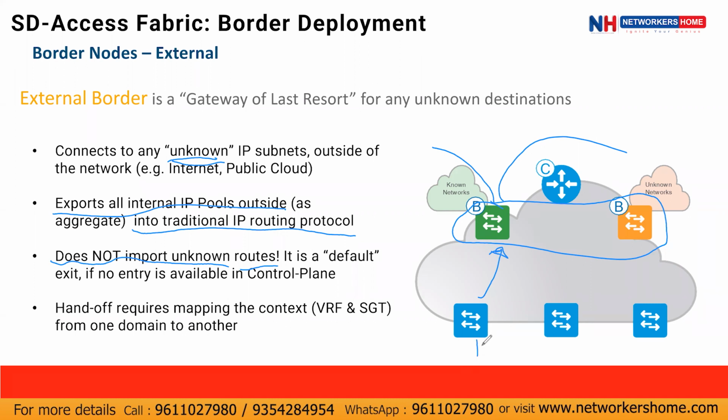If any IP is not found by the control plane node, the default exit will be first tried with known networks. If no IP subnet is found in this specific border for the known networks, it will exit via the unknown networks. So this decision is taken based on the subnet or the destination IP. What exactly is it, is it a public IP, or where the user exactly wants to go?